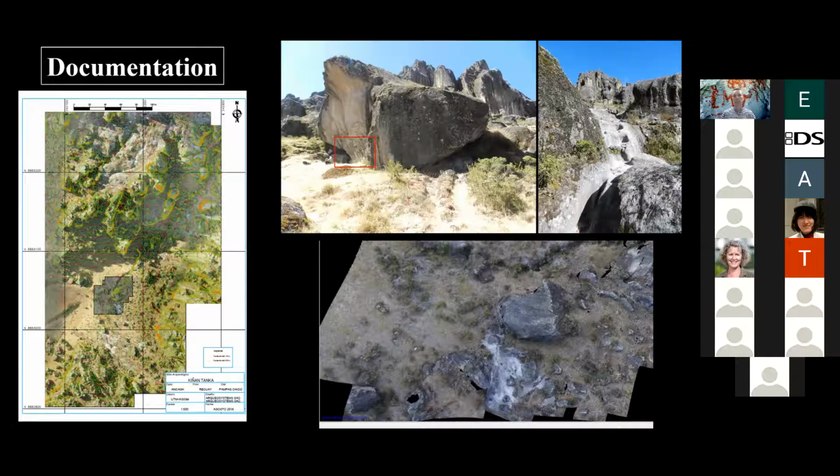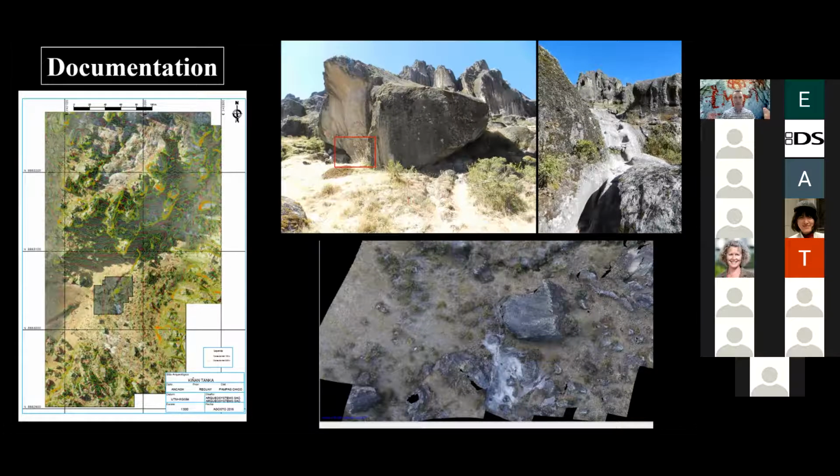So in the documentation phase, which ran concurrently to the survey phase, we went through, and to identify the rock art features, we wanted to not just identify the panels themselves, but their associated rock and cultural features with them, because this is really where the meaning comes into play and what makes it meaningful.